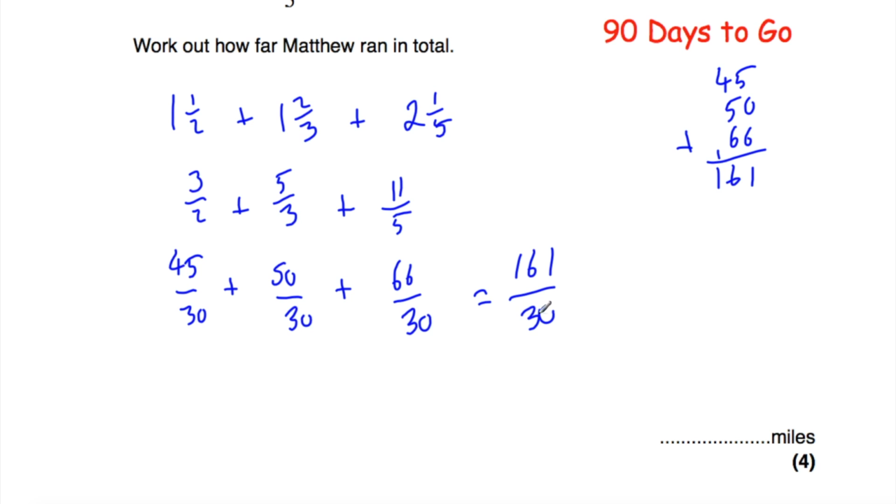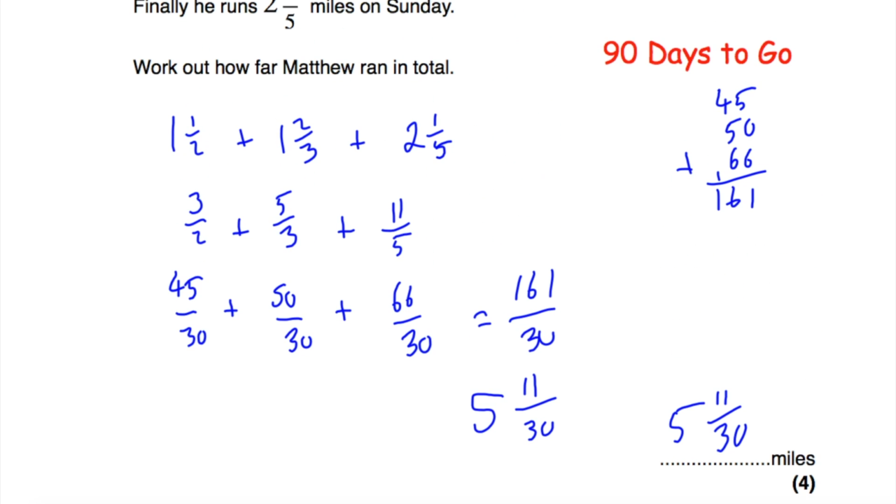And let's change that into a mixed number. How many 30s go into 161? That's going to be 5, remainder 11 over 30. So it's 5 and 11/30ths of a mile. And that's it. If you got that, well done. Okay, let's have a look at our next question.